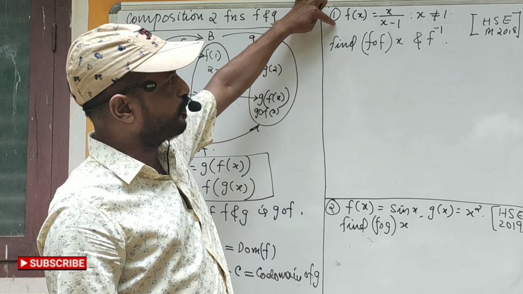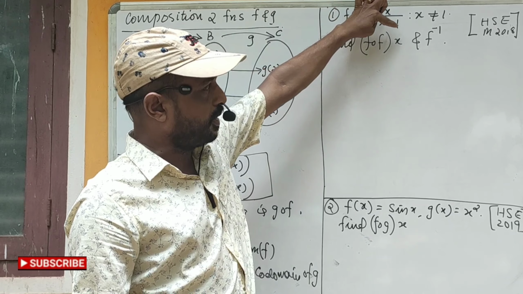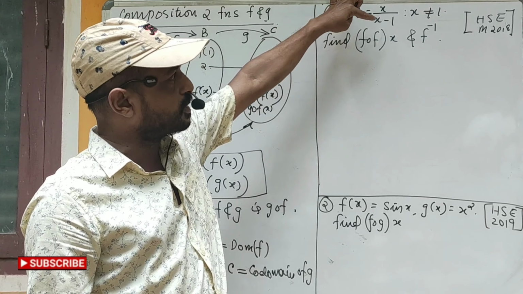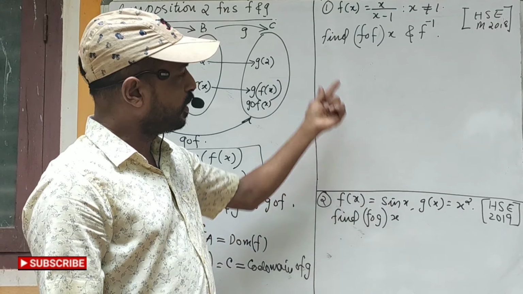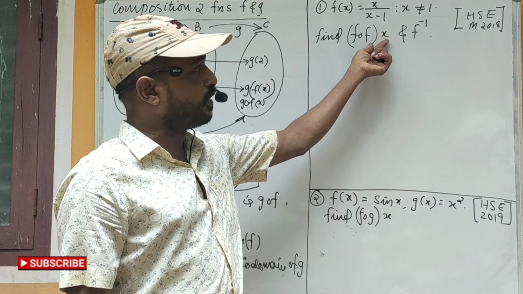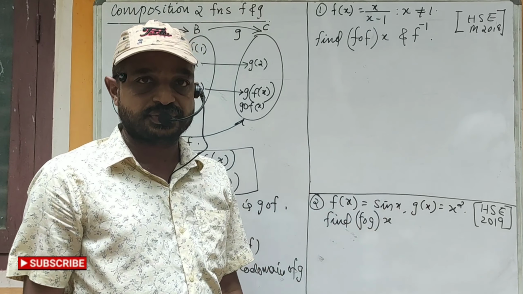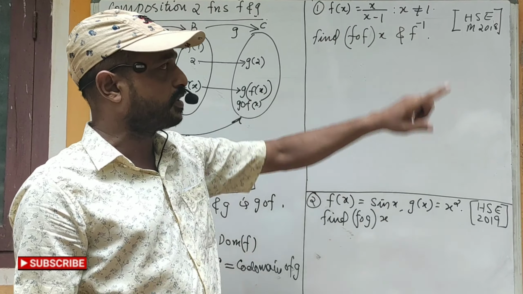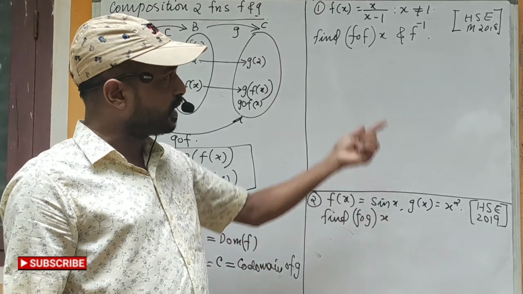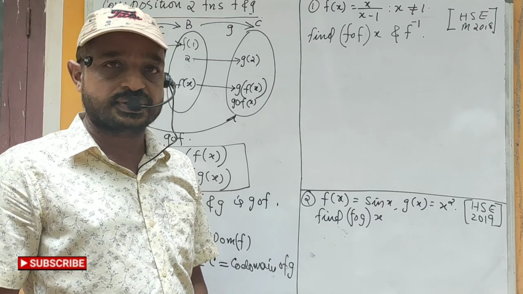Now, let us go through some board examination questions. The first question is f of x is equal to x by x minus 1, x not equal to 1. Find f composition f of x and f inverse. You are required to find out f composition f of x and f inverse. How will you find out f composition f of x?